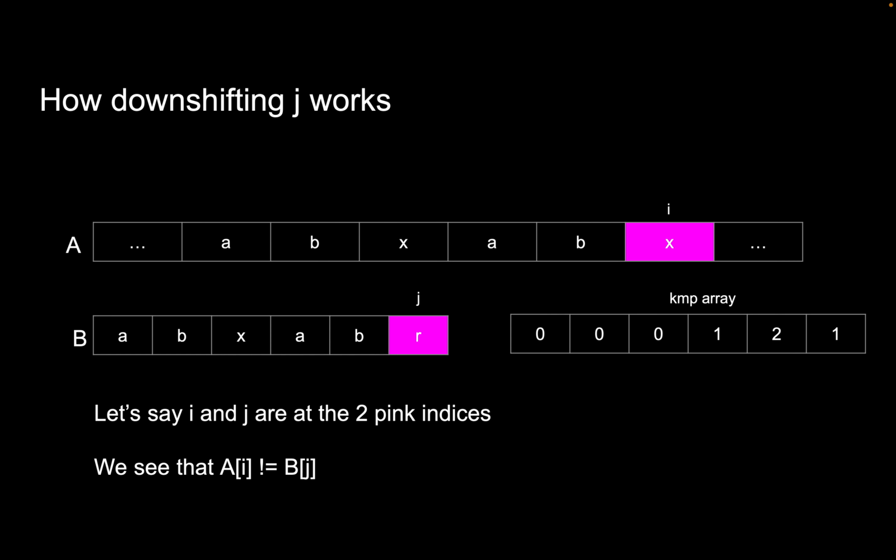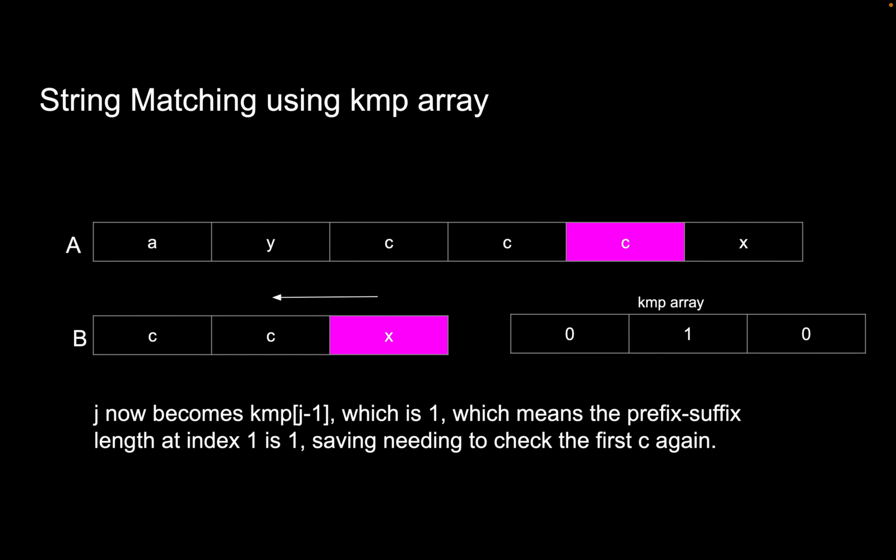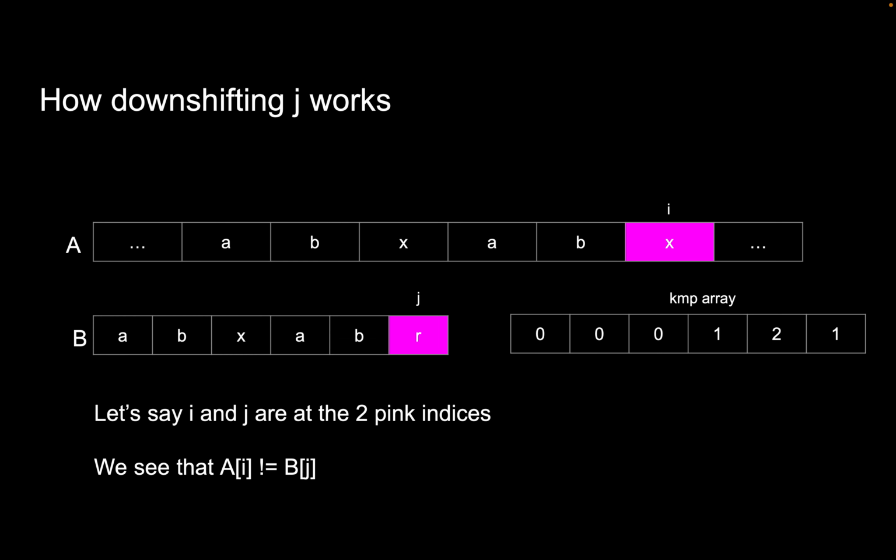So let's go through a general example of how shifting j in this step, where we set j equals KMP[j - 1], works. Let's say we have these two strings. A is the bigger string that we are looking into, and B is what we want to find. A has a bunch of stuff at the start, and then ABX, ABX.